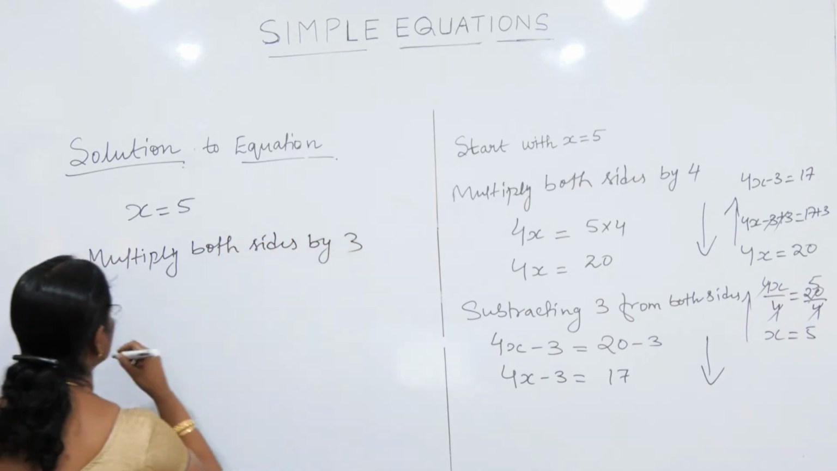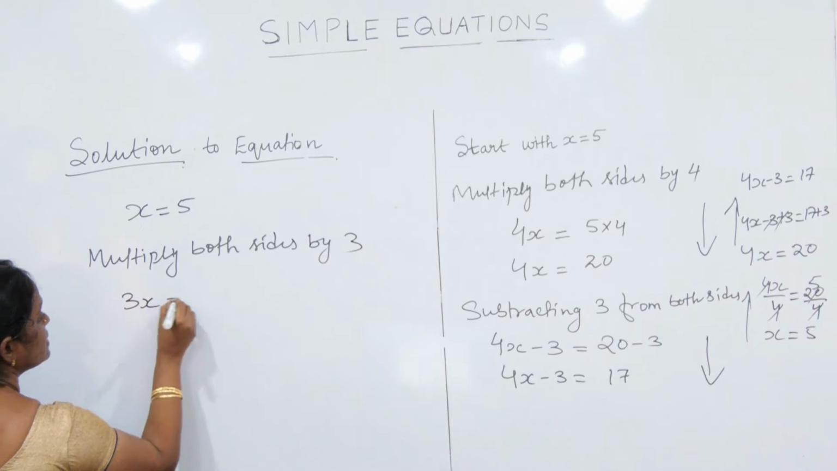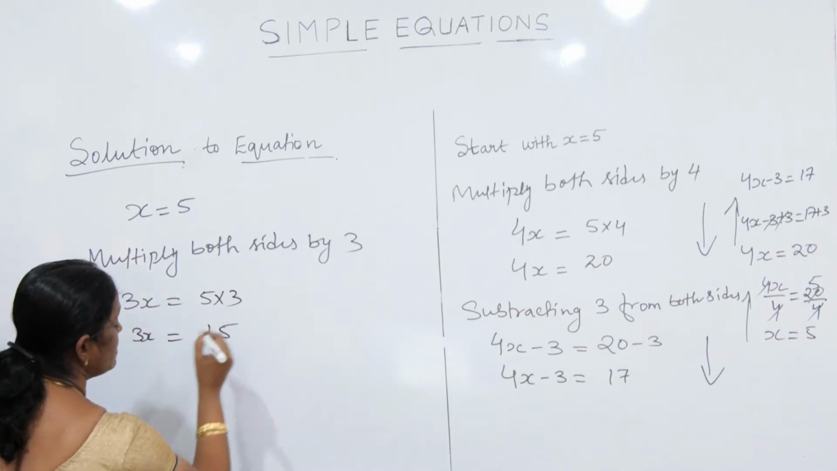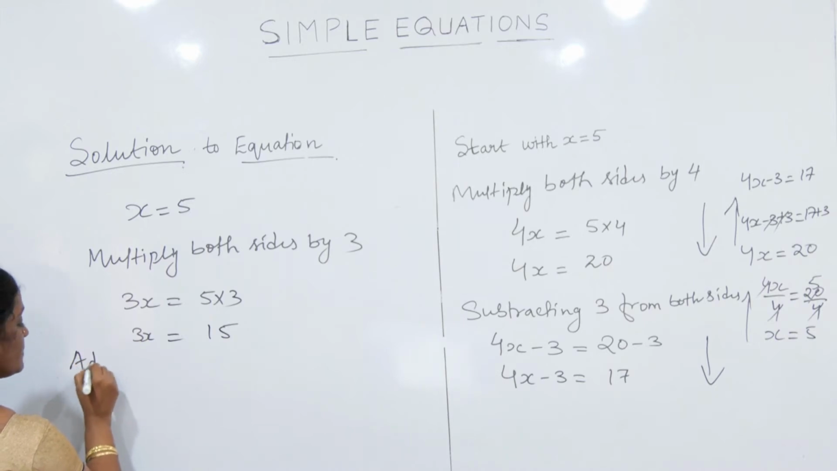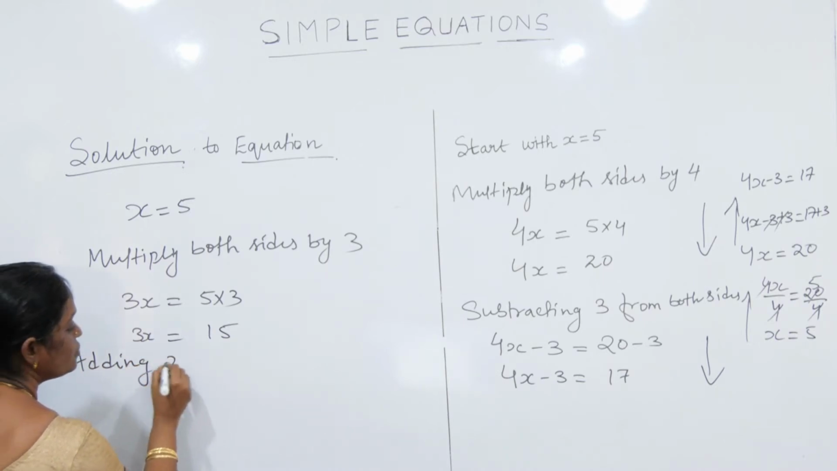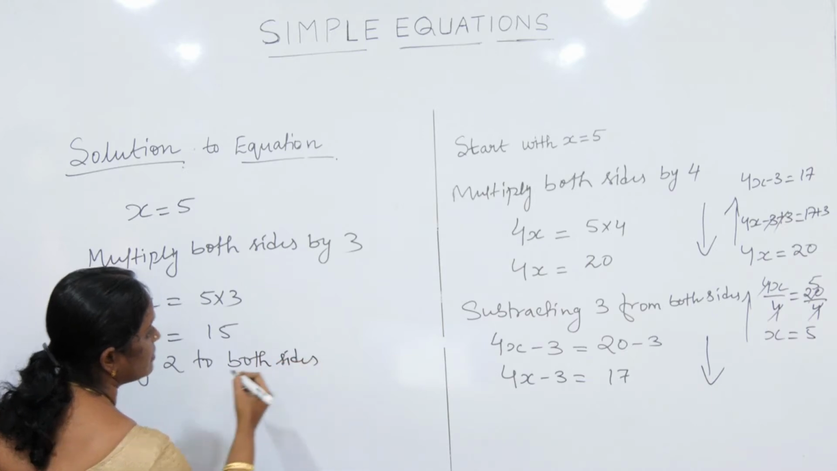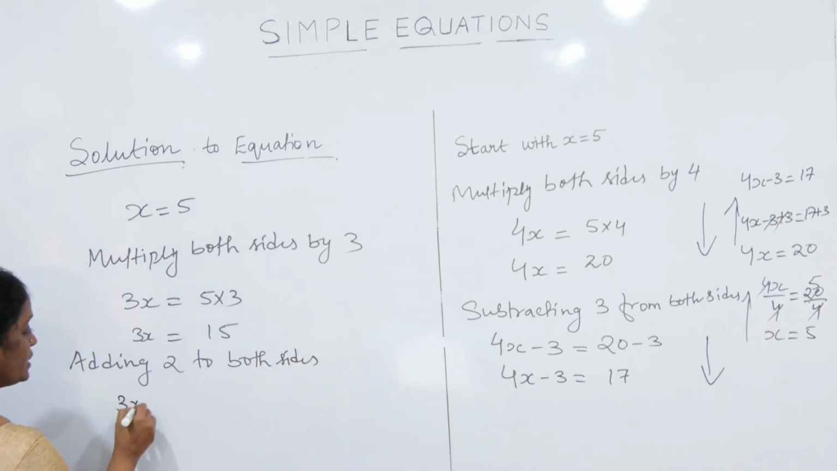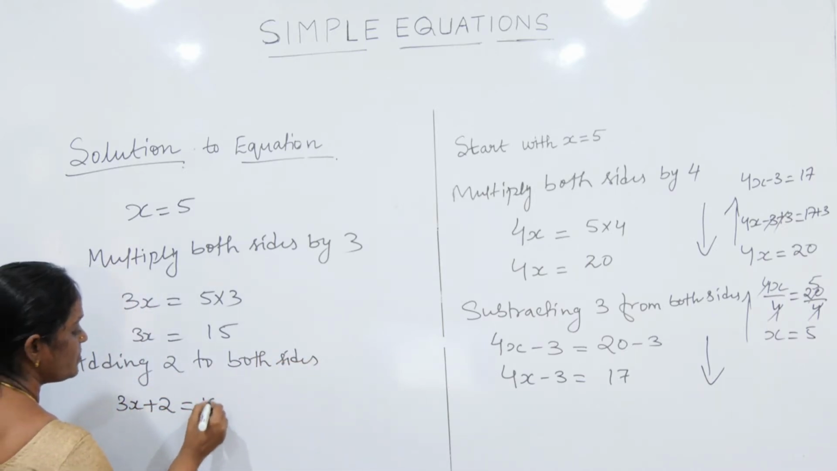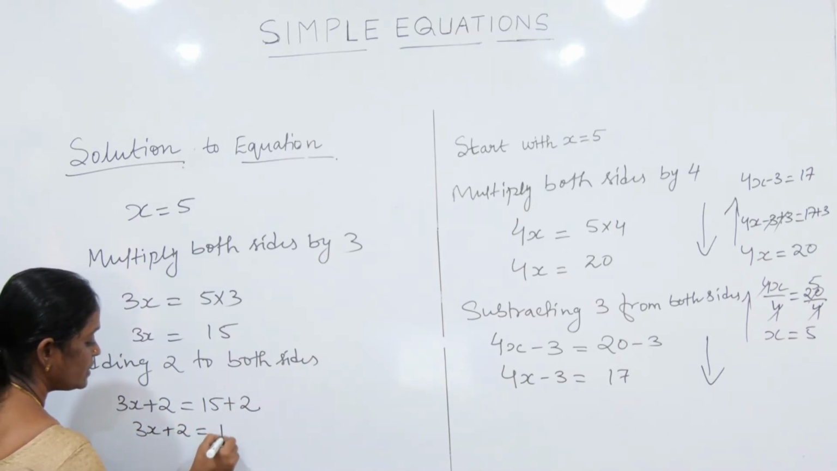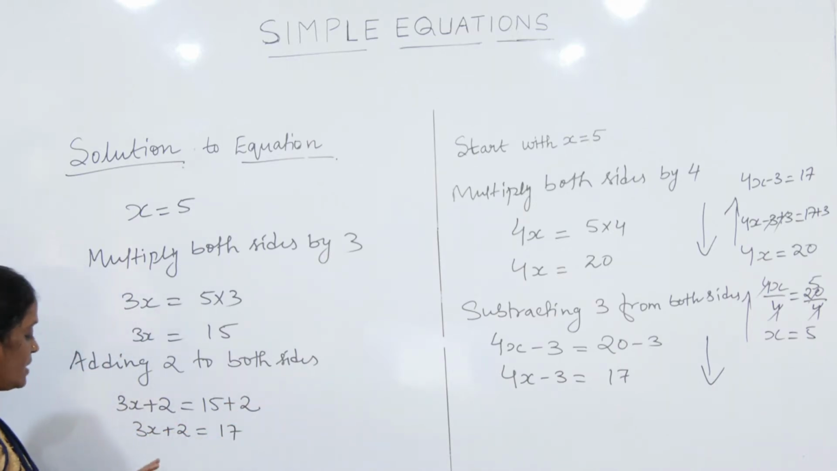3, we will get 3 into x is equal to 5 into 3, that is 3x is equal to 15. Now adding 2 to both sides, 3x plus 2 is equal to 15 plus 2, that is 3x plus 2 is equal to 17. So we have found one more equation. Let us check whether the solution to this equation is x is equal to 5 or not.